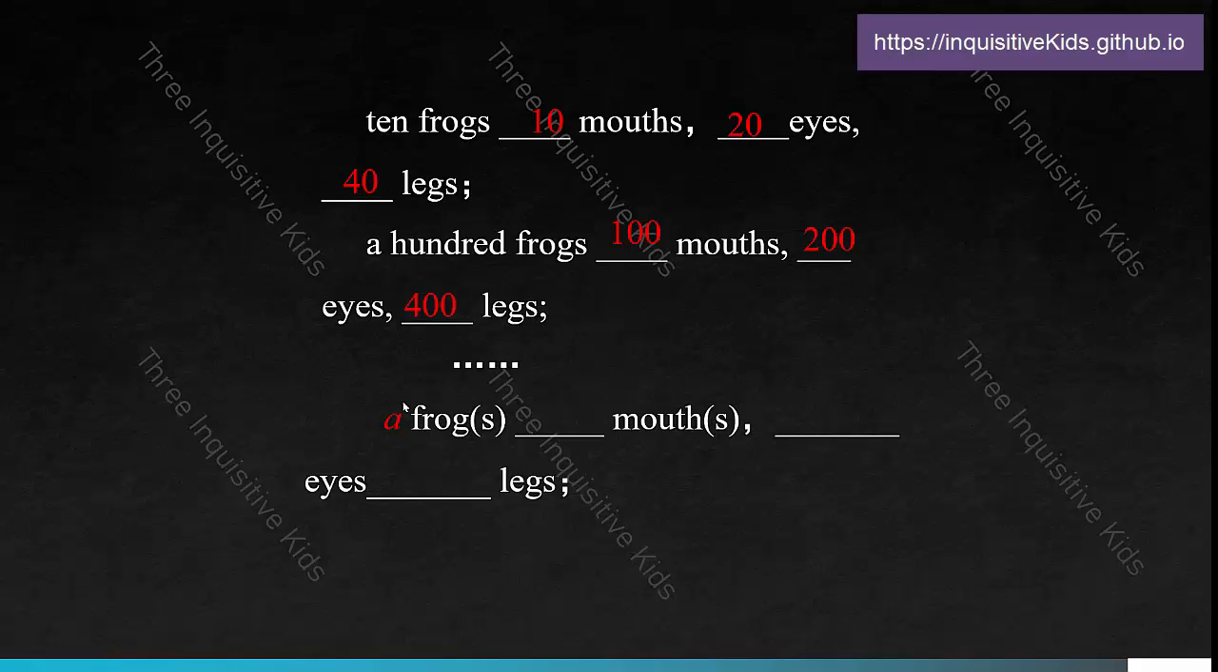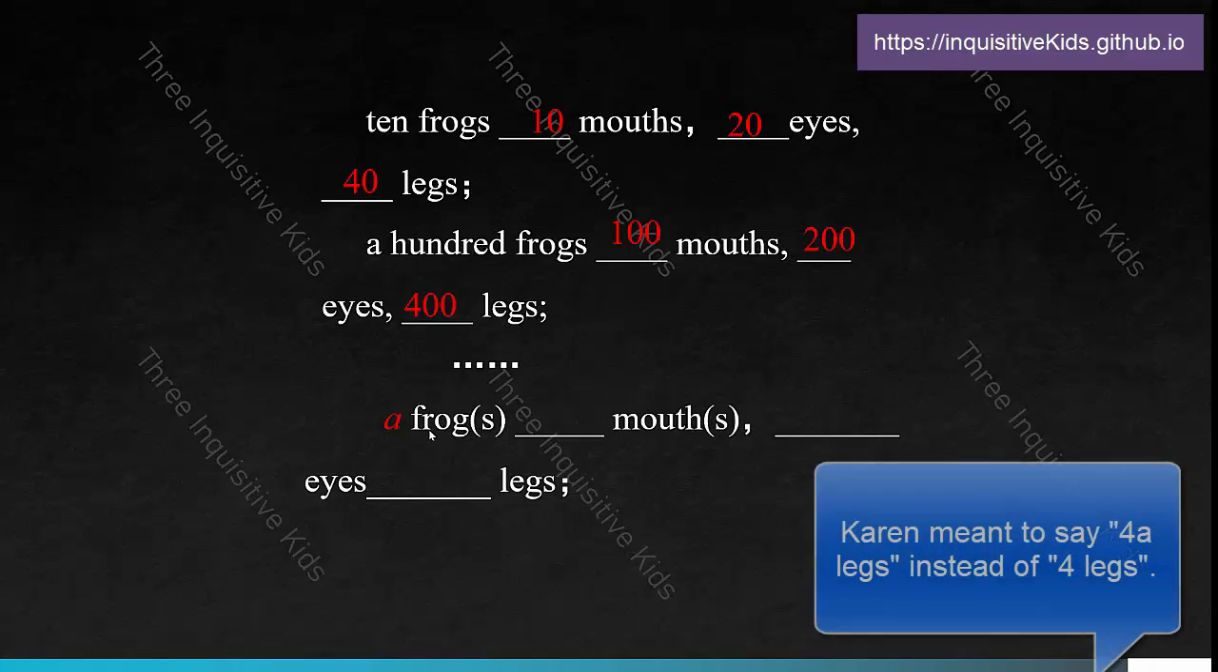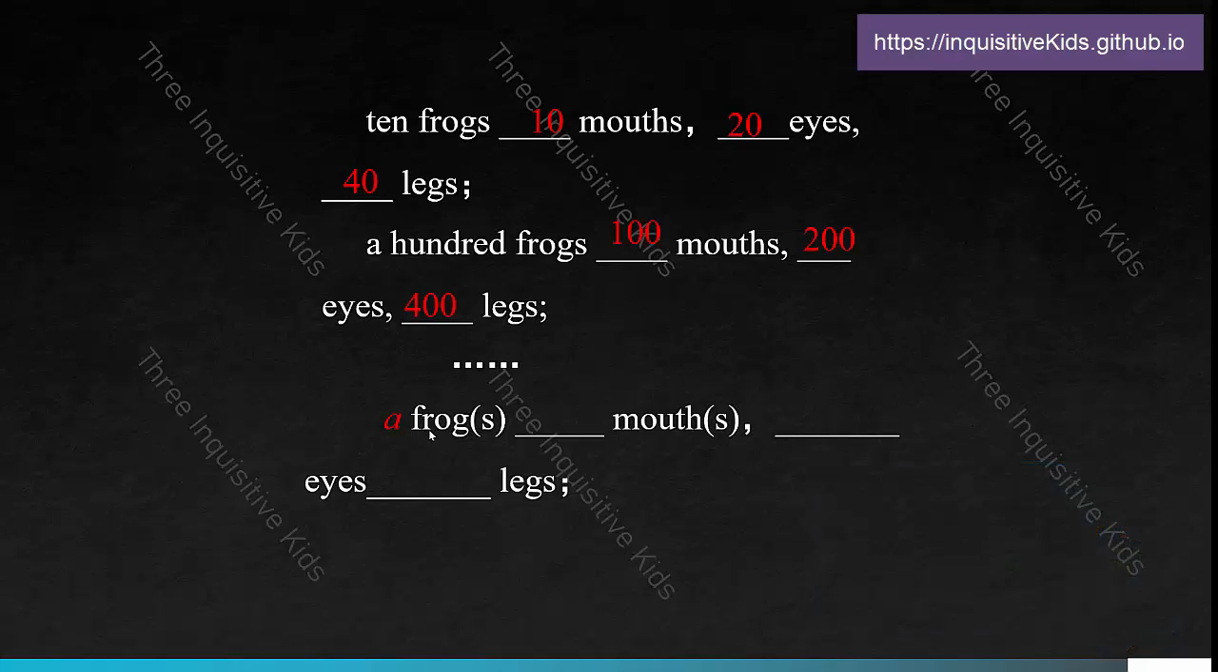And now we're asking, pretend that A is a number, okay? Pretend A is a number, and we have A frogs. We have the amount of A frogs. How many mouths are we going to have? How many eyes? And how many legs? And present it in terms of A.